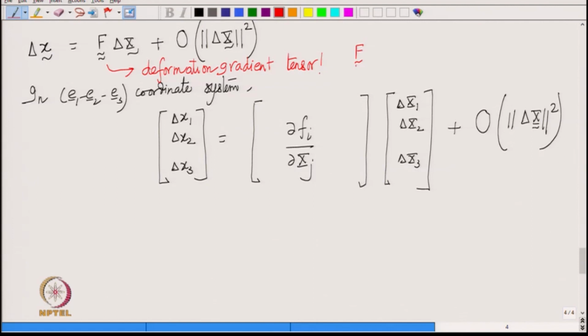This big F is the gradient of small f, and small f is the deformation. It is also called deformation map. So, gradient of the deformation map gives me deformation gradient. All right.